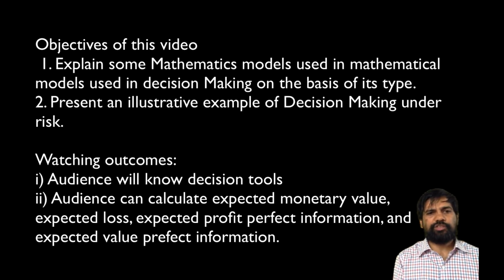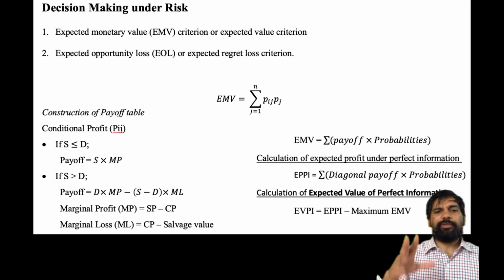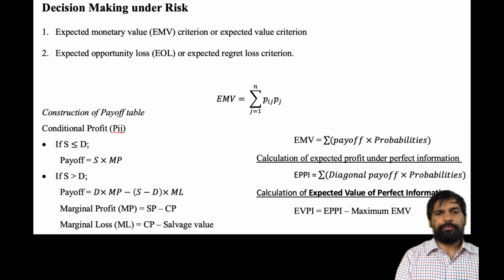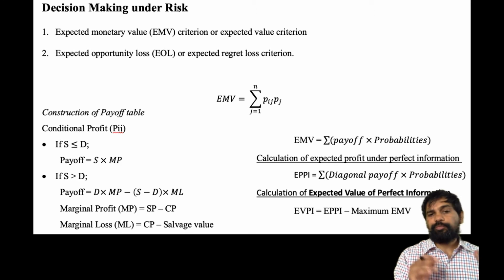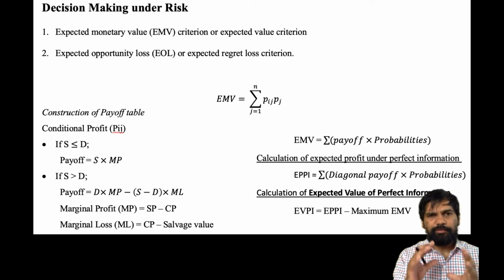I have an illustrative example to explain this. Let's join with me. I will try to explain four things through this video. First, how to calculate expected monetary value. Second, expected opportunity loss. Third, expected profit with perfect information. And the fourth one, expected value of perfect information. These four things help us make better decisions under risk in our business.